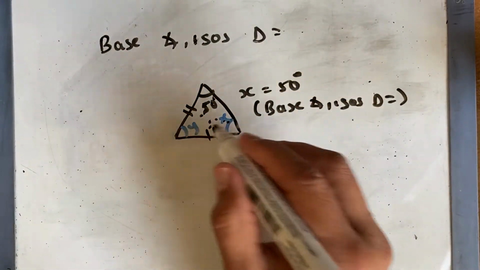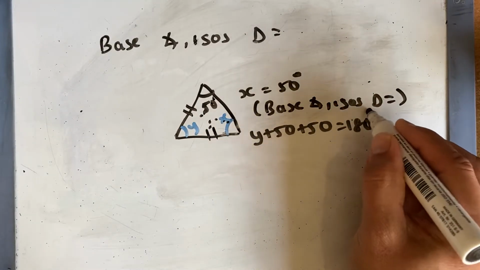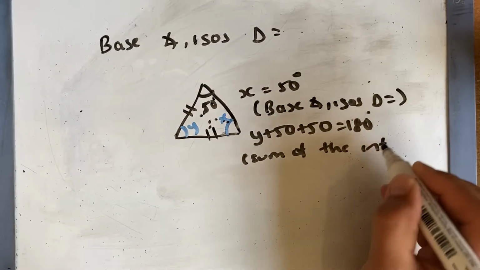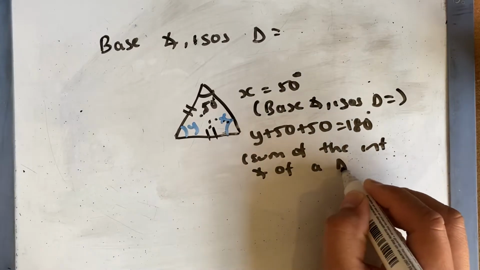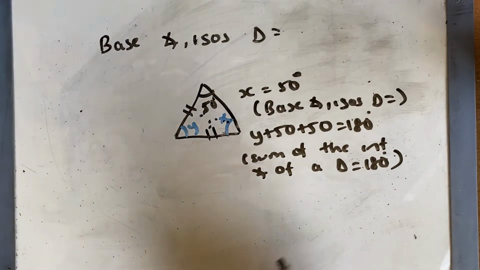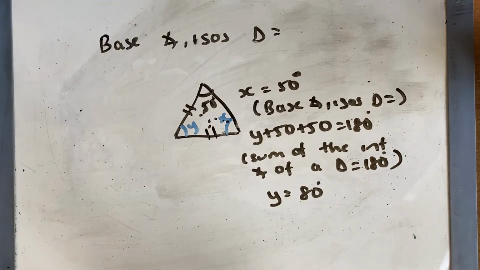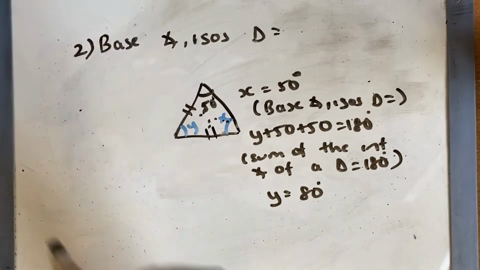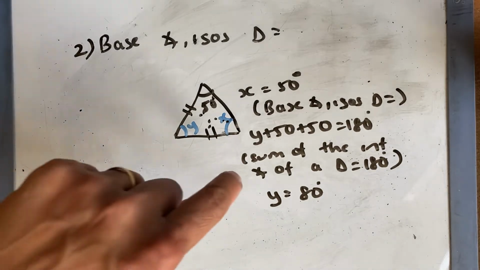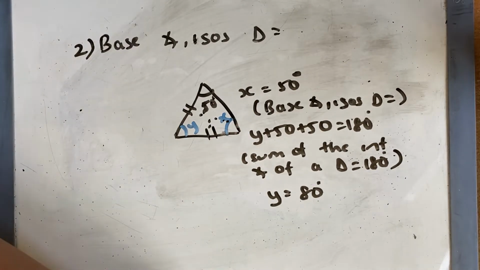And we use the first theorem to find Y. Y plus 50 plus 50 must add up to 180, because the sum of the interior angles of a triangle, the three angles in a triangle, add up to 180, and you can easily find that Y is equal to 80 degrees. That is theorem number 2. So I repeat, the first theorem was the sum of the interior angles of a triangle is 180, and the second theorem is called base angles of an isosceles triangle are equal.